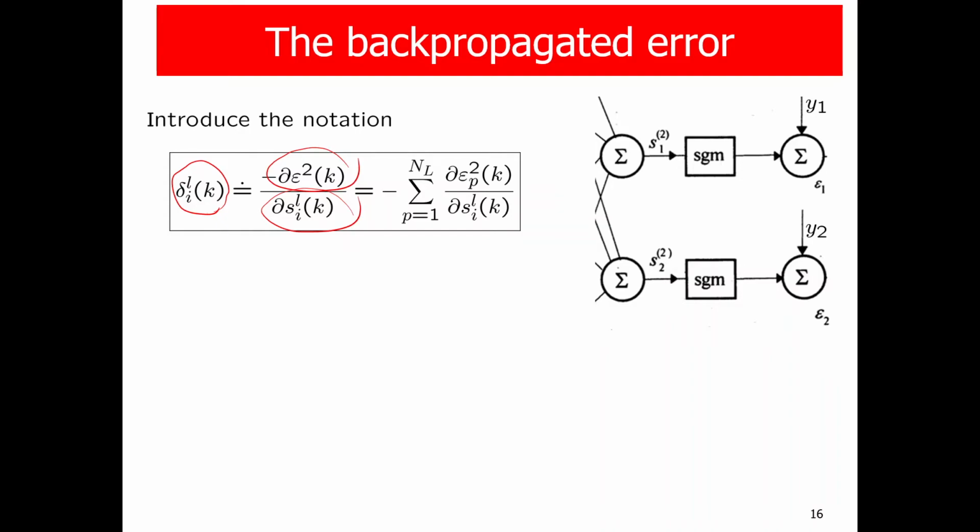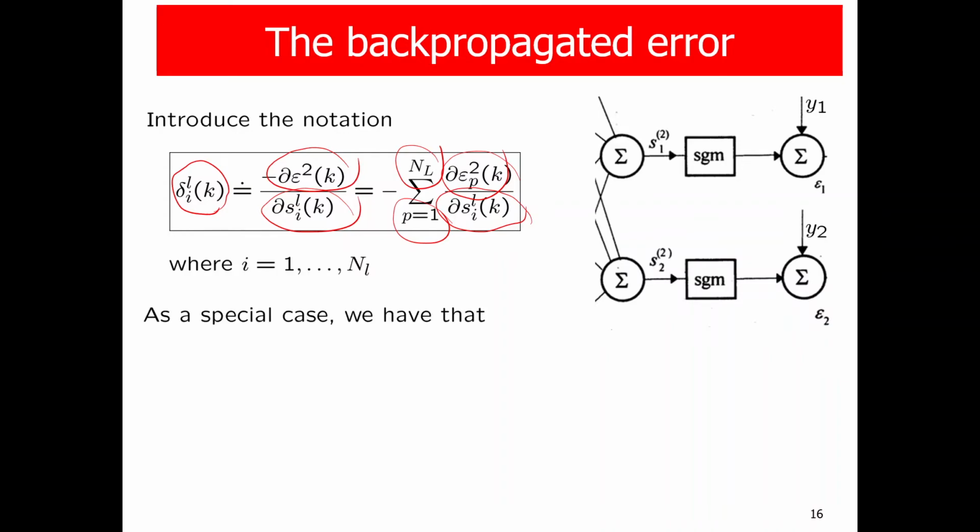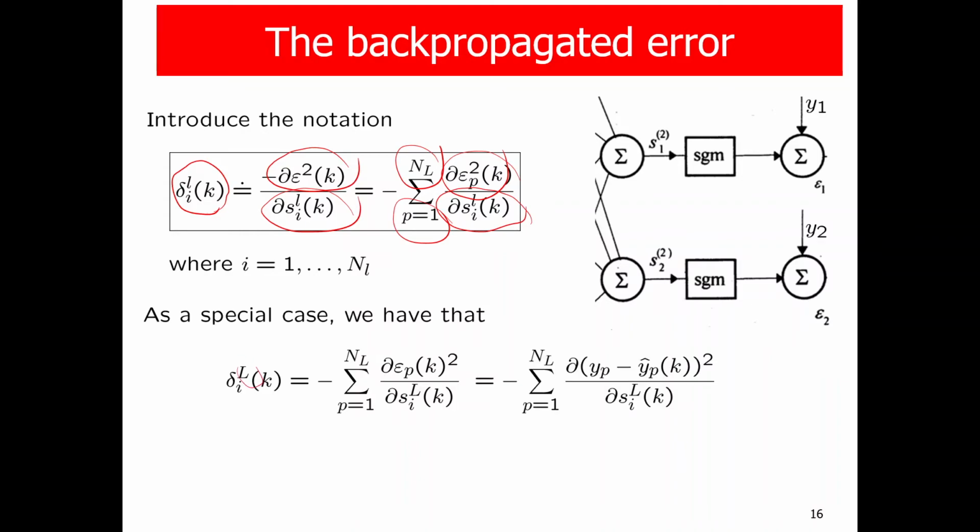Since we have n_L neurons on the last layer, and the squared error epsilon is just the sum of epsilon_p squared, where p is running from 1 to n_L, we need to calculate the derivative of this quantity with respect to S_{l,i}. So the backpropagated error is defined by this expression. As a special case, we have that on the very last layer, L, the backpropagated error equals this quantity here.